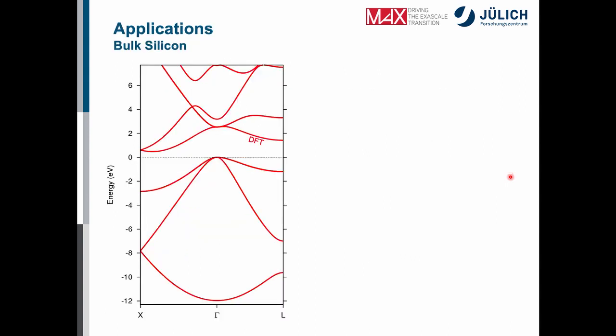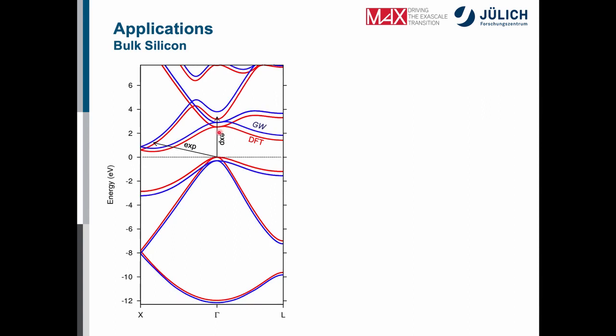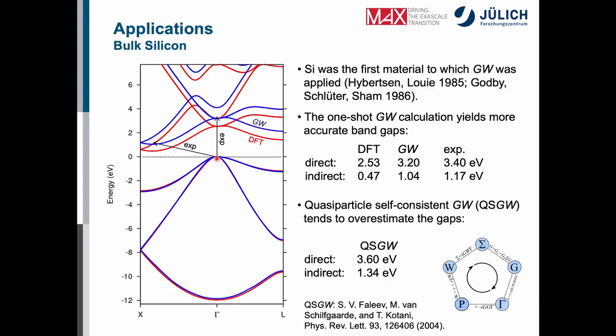Let us have a look at the first example, bulk silicon. This is the LDA band structure. A comparison with experimental band gaps shows a strong underestimation both for the direct band gap and also for the indirect band gap. The GW calculation yields the blue band structure. The filled bands shift down, the empty bands shift up. Now, to compare with experiment, we align the valence band maximum. We find the GW band gaps, both direct and indirect, to be quite close to experiment.